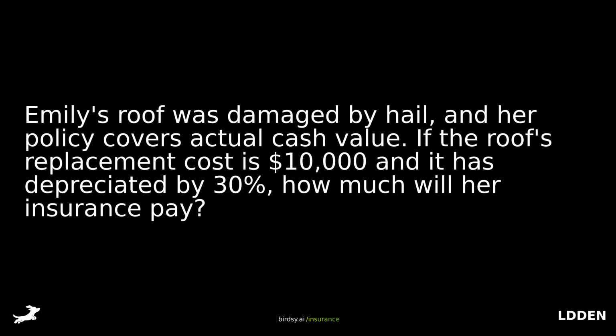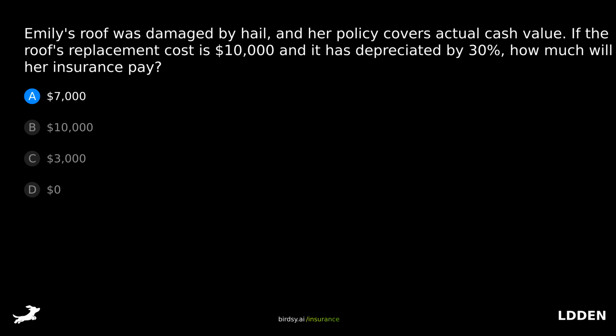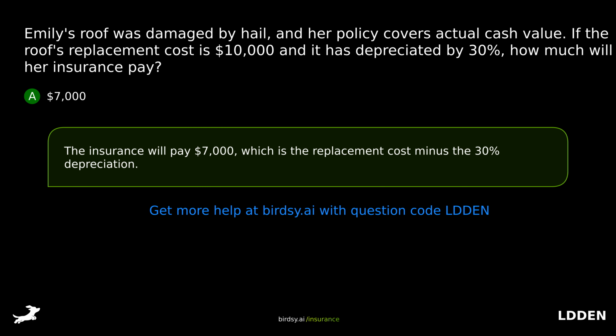Emily's roof was damaged by hail, and her policy covers actual cash value. If the roof's replacement cost is $10,000 and it has depreciated by 30%, how much will her insurance pay? Is it A. $7,000, B. $10,000, C. $3,000, or D. $0? The answer is A. $7,000. The insurance will pay $7,000, which is the replacement cost minus the 30% depreciation.